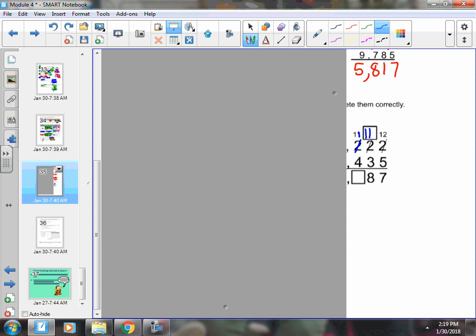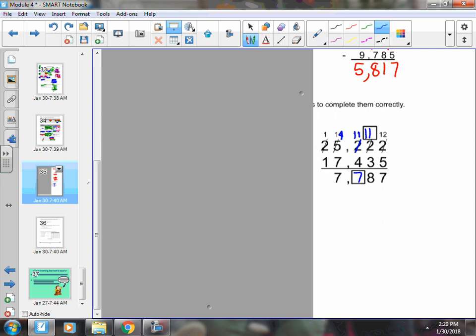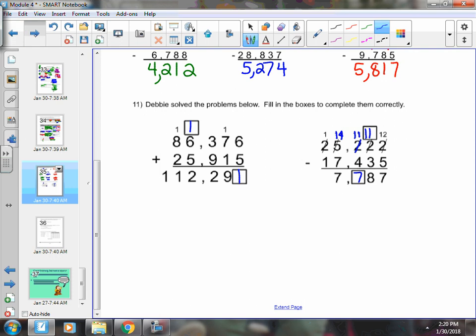I can't do 1 minus 4, so I made this into a 4 to make this into an 11. 11 minus 4 is 7. I can't do 4 minus 7, so I took 1 away to make this a 14. 14 minus 7 is 7. Okay, on to the last page.